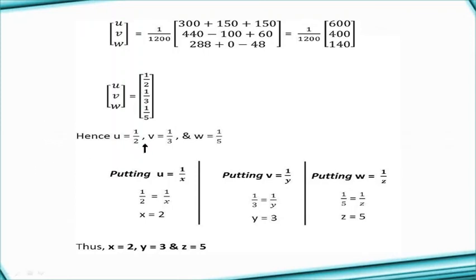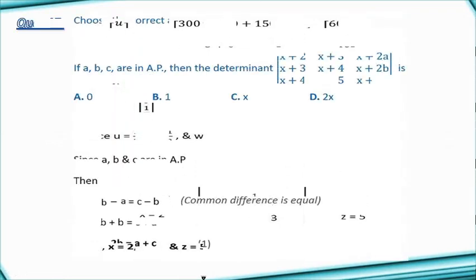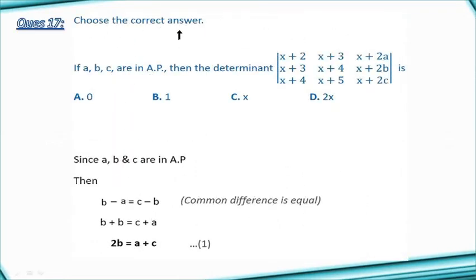So u is 1 by 2, v is 1 by 3 and w is 1 by 5. Then again u was 1 by x, that's what we assumed. So 1 by 2 is equal to 1 by x because u is 1 by 2. So x is equal to 2. Same way y equal to 3 and same way z is equal to 5. So x 2, y 3 and z 5. This is the answer. Now question number 17, choose the correct answer.